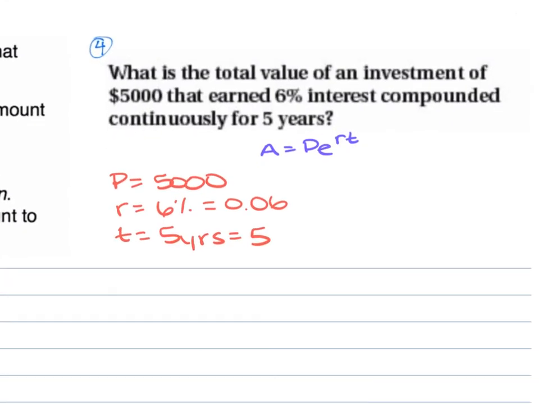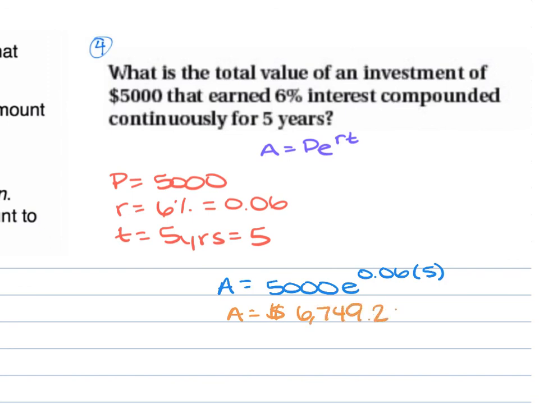So we're going to plug this in. A is equal to 5,000 times e to the power of 0.06 times 5. If we plug this into our calculator, 5,000 times e to the power of 0.06 times 5 gives us A is equal to $6,749.29. Remember, with all of these, we're rounding to the nearest hundredth. So with this one, in your calculator you get 0.294. That 4 would keep the 9 what it is.